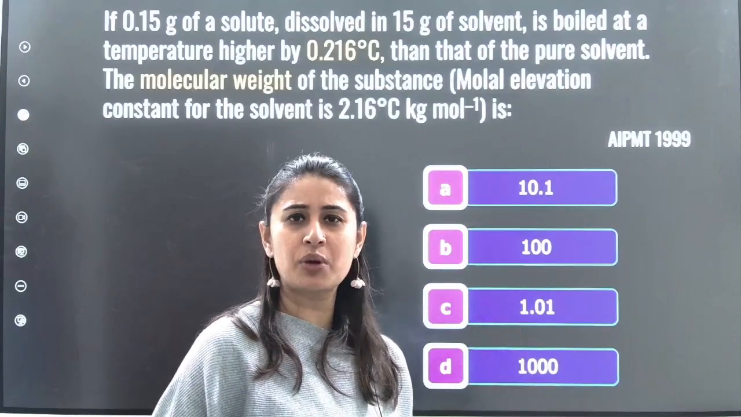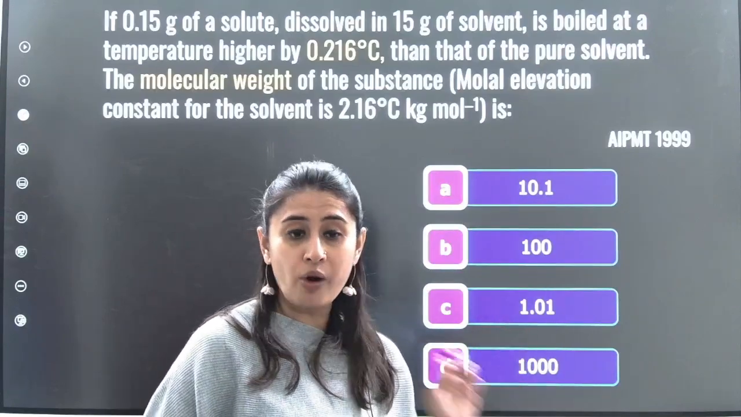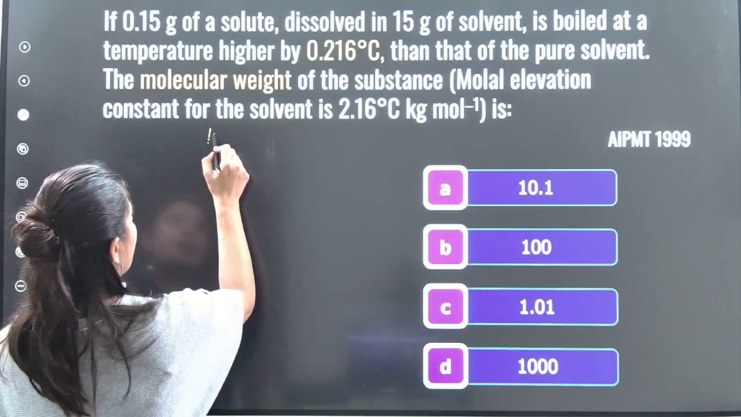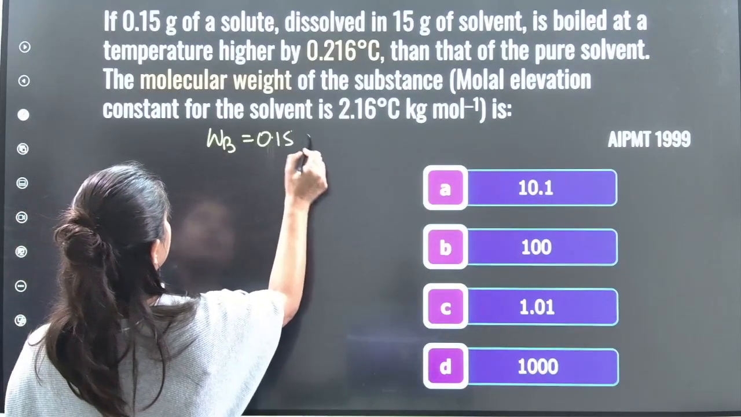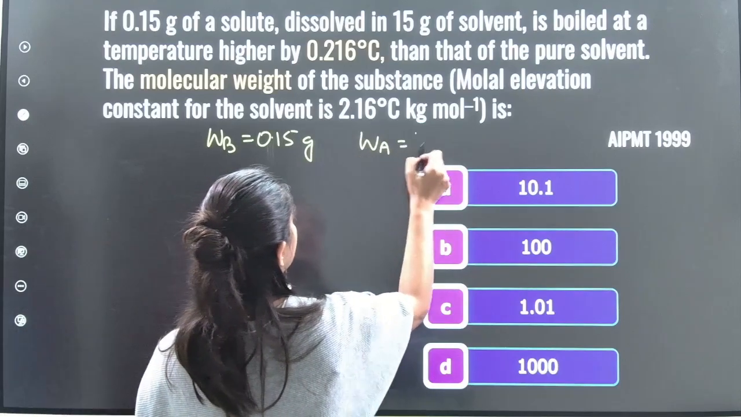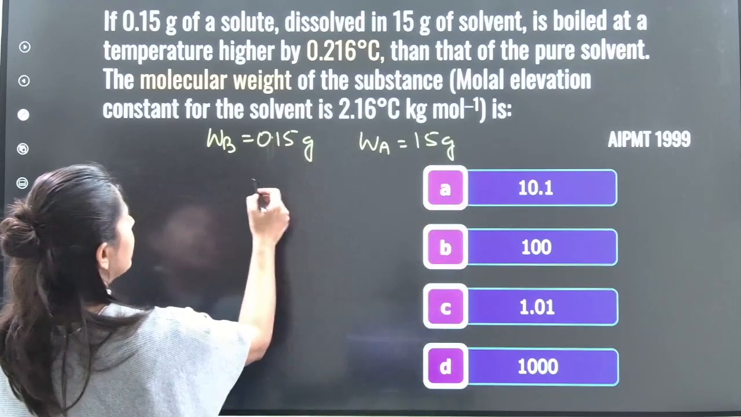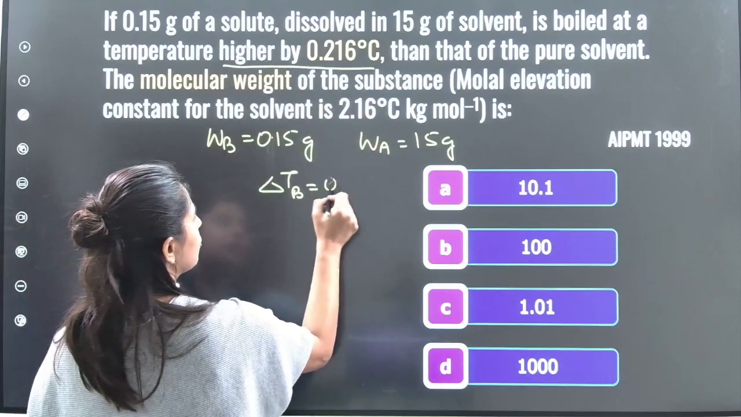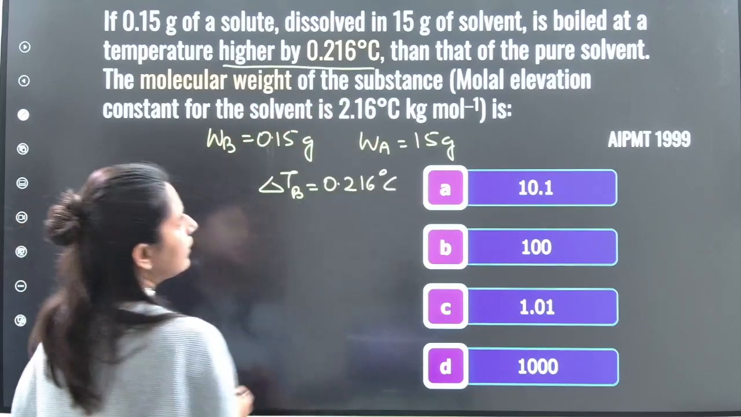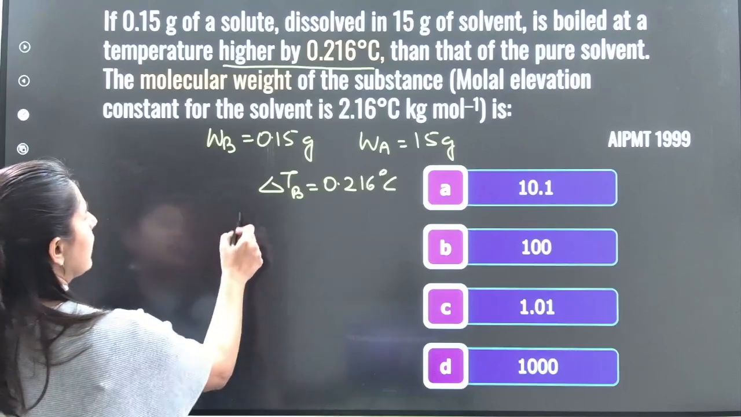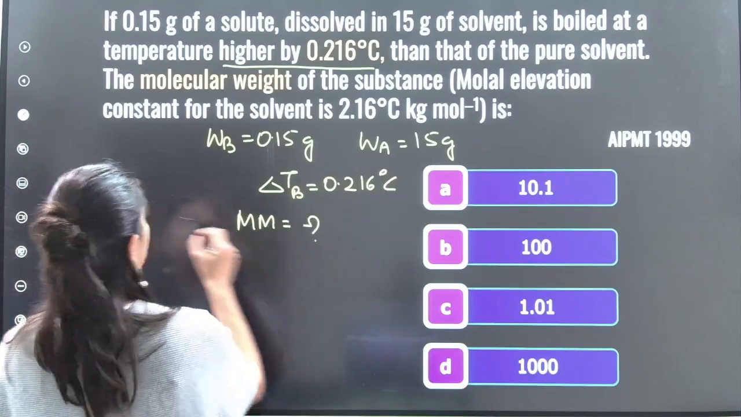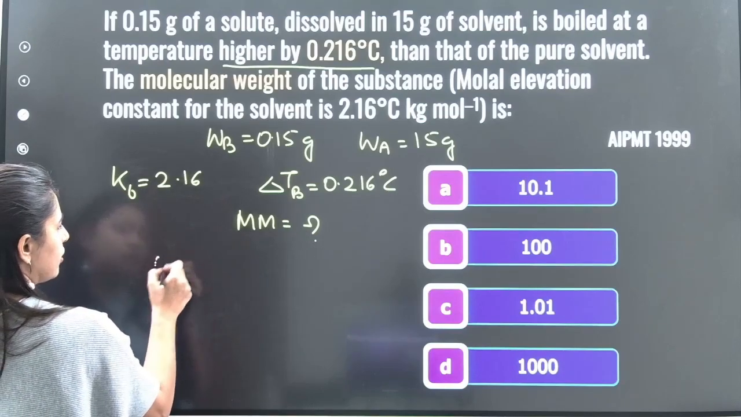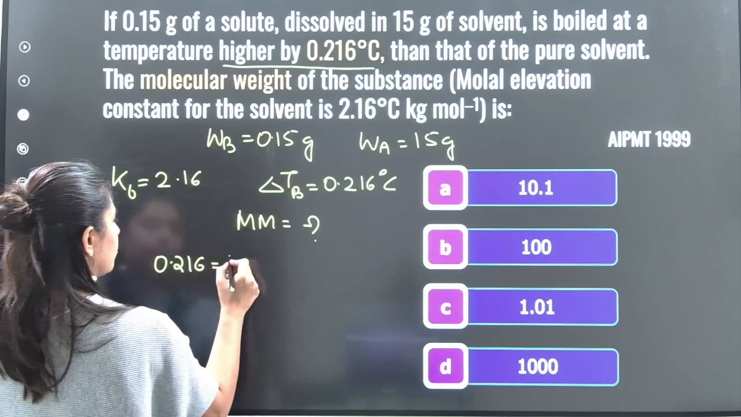This question seems to have simple calculations. We have 0.15 gram of the solute. Let's just keep writing whatever we have. WB is 0.15 gram dissolved in 15 gram of the solvent, boiled at a temperature higher by, so delta TB is actually given to you already, than that of the pure solvent. Molecular weight you have to find out. The KB is given to you as 2.16. So 0.216 is equal to 2.16.